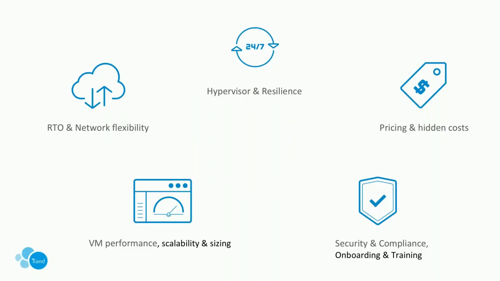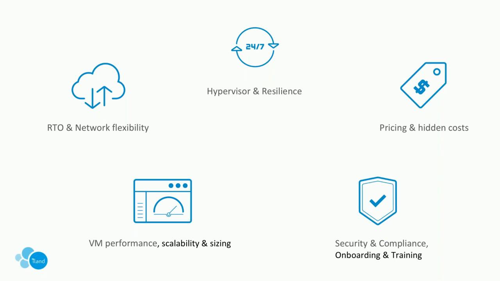So when we came up with the idea for this webinar looking at Hyperscale versus VMware clouds, we really wanted to focus down on a number of areas where we often get questions from customers about the differences between what we offer as a VMware powered cloud and what a lot of the larger Hyperscale providers offer. We've broken those down into 5 sections: hypervisor and resilience, pricing and hidden costs, security and compliance, onboarding and training, VM performance, scalability and sizing, and RTOs and network flexibility.